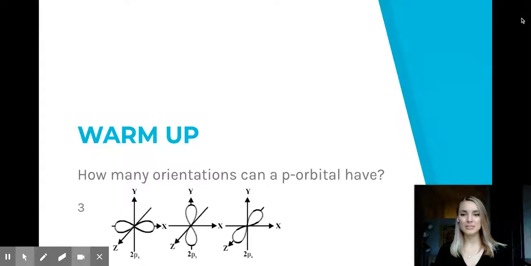Hopefully you were able to say that a p orbital can have 3 orientations. In our second energy level, we can see we have 2px, 2py, and 2pz.